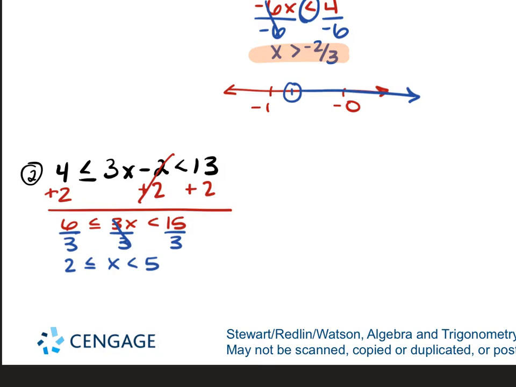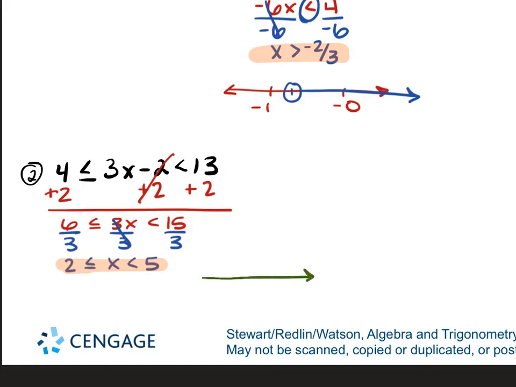When we have our final answer with these compound inequalities, especially with an and statement, you want the number that is the smallest of the two on the far left side. So we look at these two numbers. We have a 2, we have a 5. The smaller number is the 2. It's on the left, so we do not have to change or rearrange anything. So we just have 2 is less than or equal to x, which is less than 5.